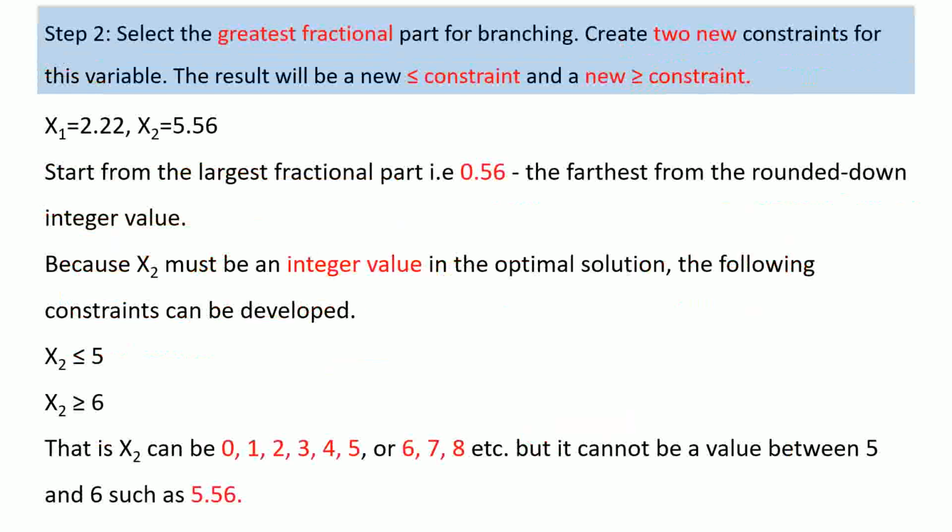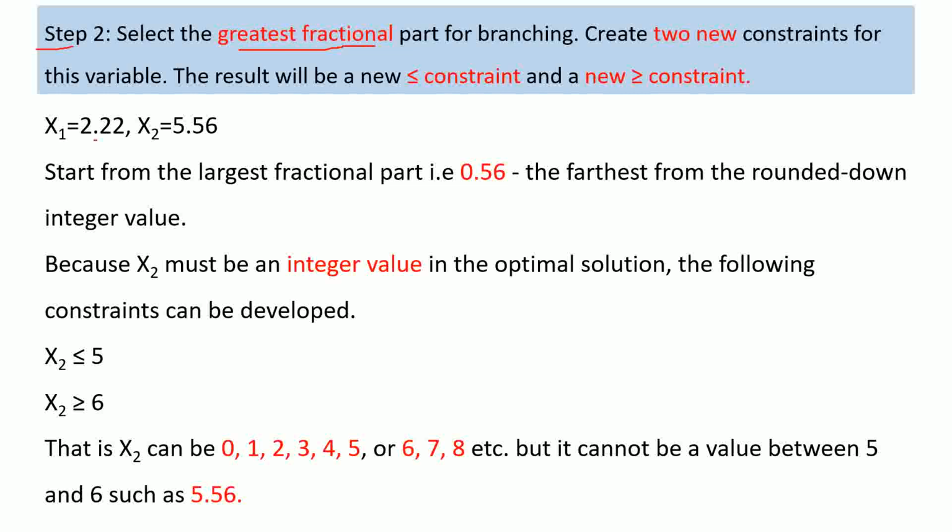Coming to step 2, select the greatest fractional part for branching. So now we start branching, but to start branching, first we have to select the greatest fractional part. We have to compare the fractional parts, then create two new constraints for these variables. The result, we will see it.